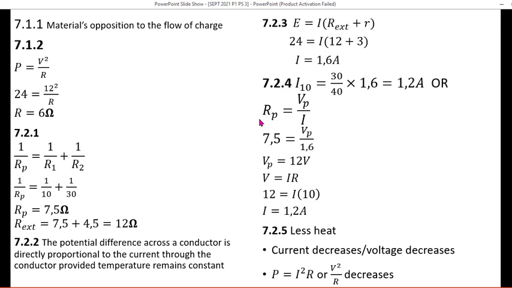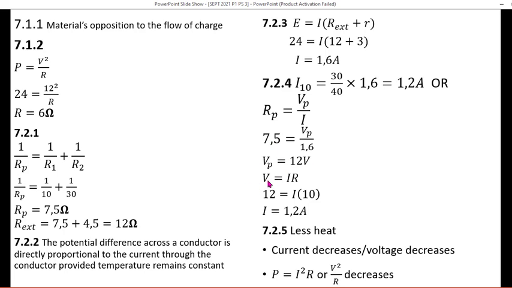So remember, this parallel resistor is the addition of the two parallel resistors. So when we are talking about current, it should be the total current there. And then we say 7.5, that's what we found here, is equal to the parallel voltage divided by the total current 1.6. And then when we make the parallel voltage the subject, we get 12 volts.